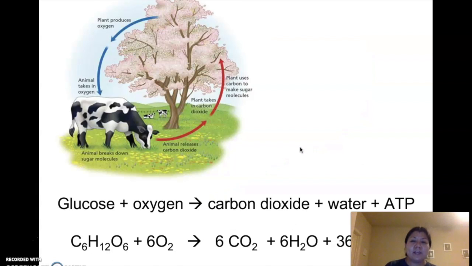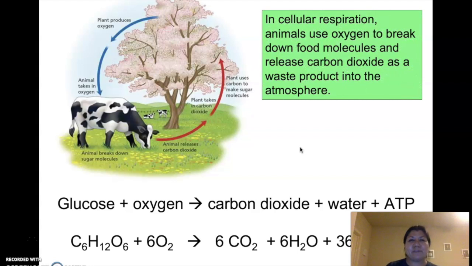Just in general, for cellular respiration, we're going to be taking in food products, mostly glucose, and we're going to be breathing in oxygen. One of our byproducts is carbon dioxide. We breathe that out and the plants will use it. Another byproduct is water. And with that, we're able to produce ATP.